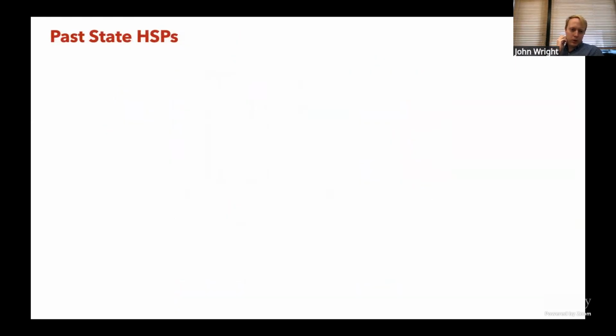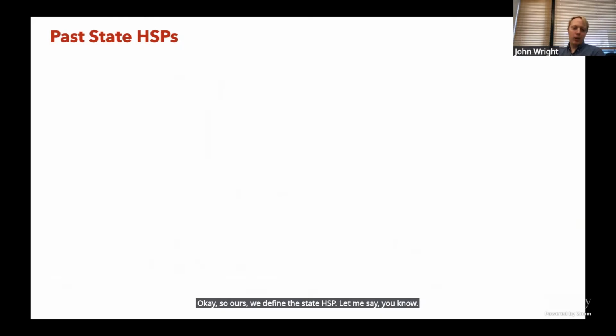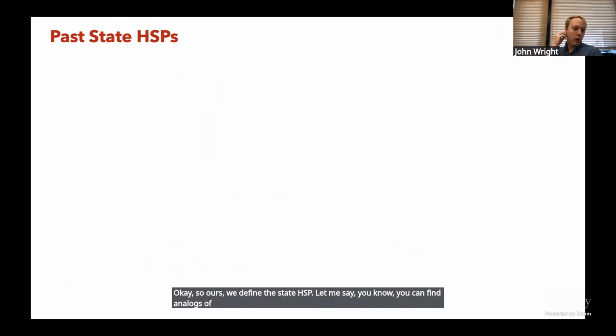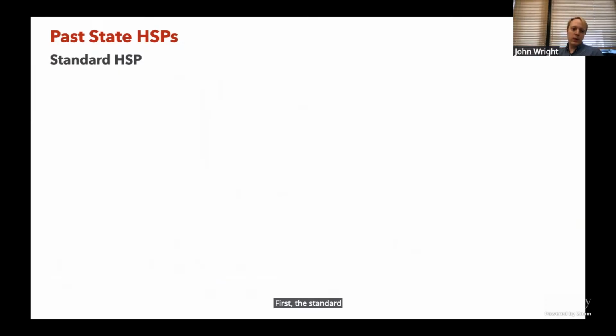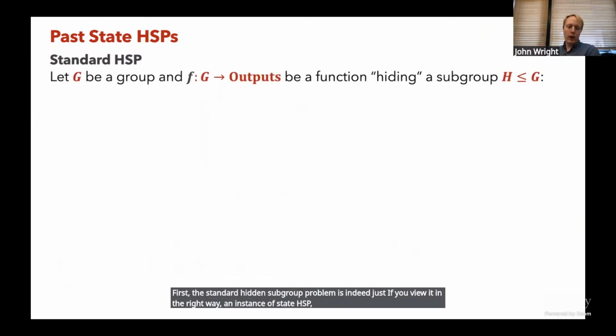Okay, so we define the state HSP. You can find analogs of the state HSP, or things that are basically previously in the literature, although we're the first, I think, to define the problem generally. But let me tell you a little bit about these. First, the standard hidden subgroup problem is indeed just, if you view it in the right way, an instance of state HSP. So why is that?